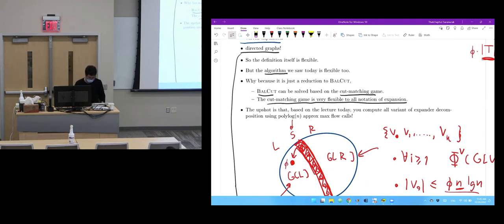So the upshot is that for basically all kinds of expander decomposition that you want, you just need to call a bunch of balanced cut subroutines. What we've seen is really a reduction from decomposition to the balanced cut subroutine. And the balanced cut subroutine is reduced to polylog approximate max flows because it can be solved using the cut matching game. So whenever you want expander decomposition, usually you can do it fast.